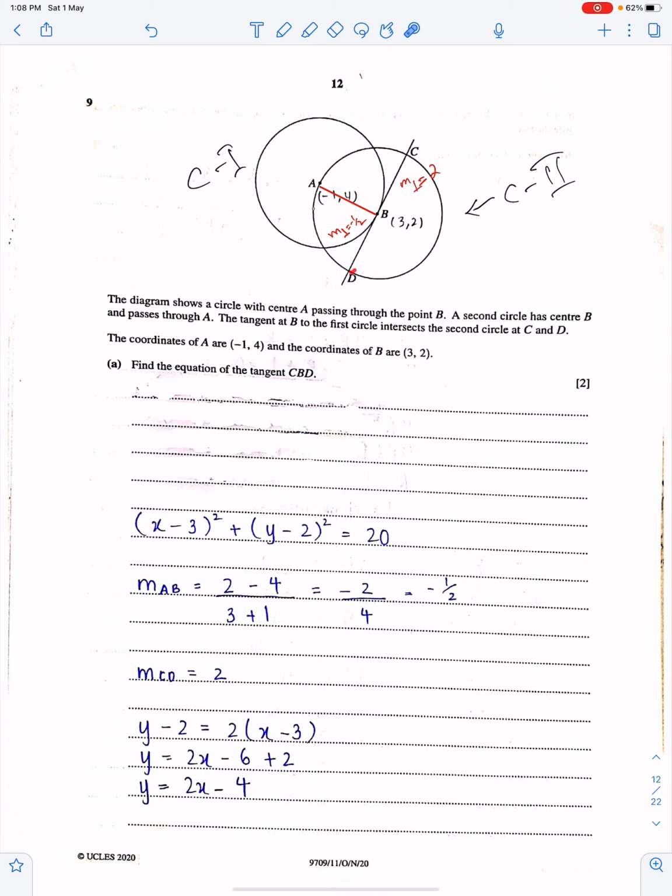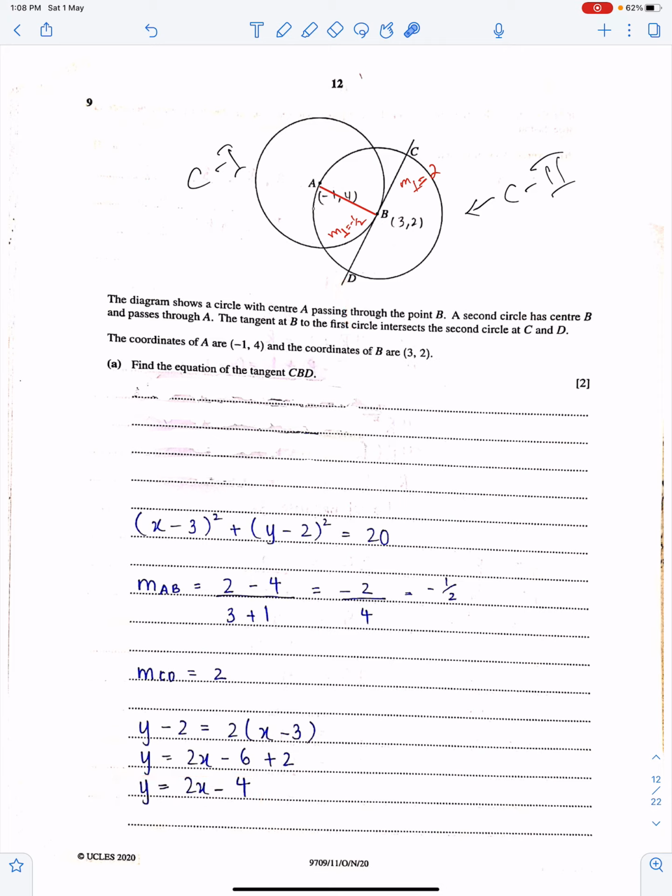Since we are working for the equation of the tangent, we first need to get the gradient of this line BA. The gradient of this line BA is negative half. Therefore, the gradient of this tangent would be 2, because the tangent is perpendicular to the radius. So the gradient of the tangent is positive 2. We have the point on the tangent, which is (3, 2). Therefore, this is the required equation of this tangent.